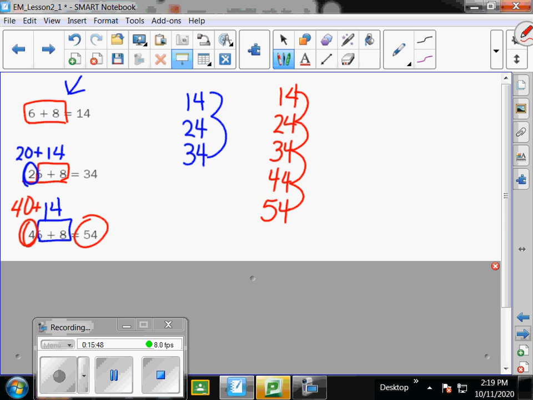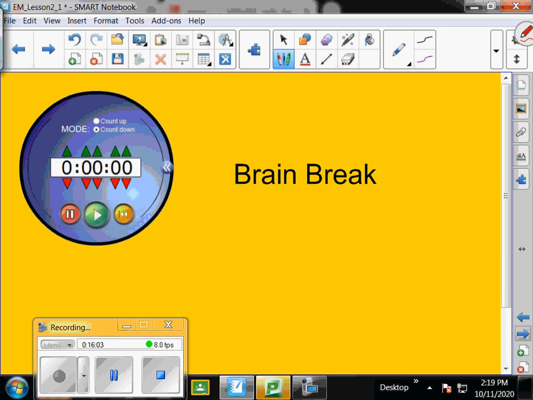So these ones weren't quite as easy. I didn't just have zeros on the ends, but if I really just look at my base problem, just looking at my ones, now I just added on more tens. Okay? All right, let's try another problem.